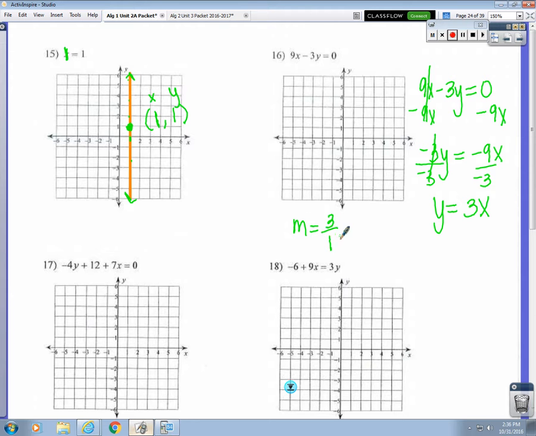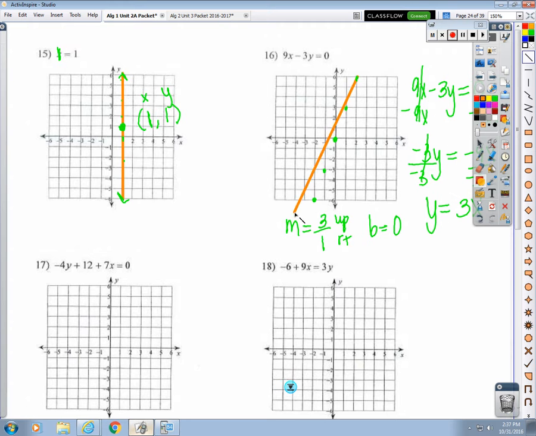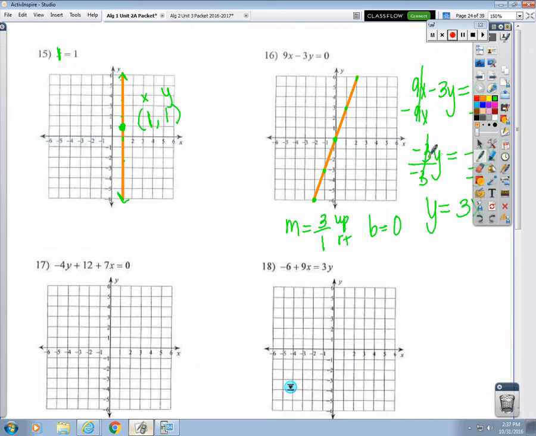So what is the slope? 3 over 1. That means up 3, right 1. What is the y-intercept? 0. So where do we put our first point? The origin. And then from there we go up 3, right 1. Up 1, 2, 3, right 1. Or down 3, left 1. Correct. Now we graph the line, and every point on that line is a solution to that equation.